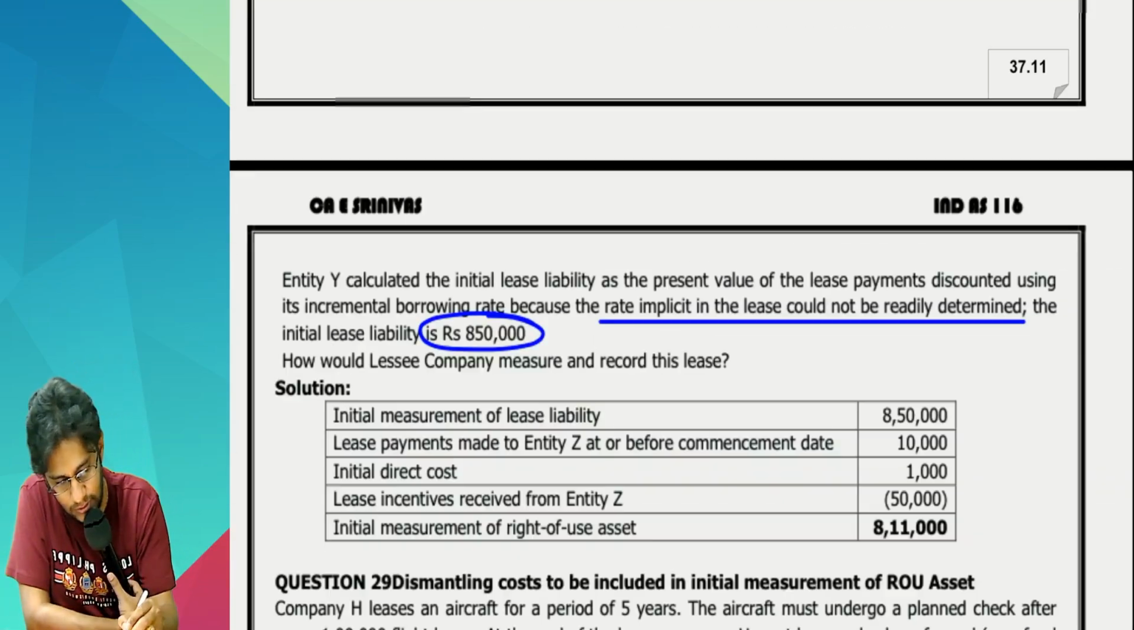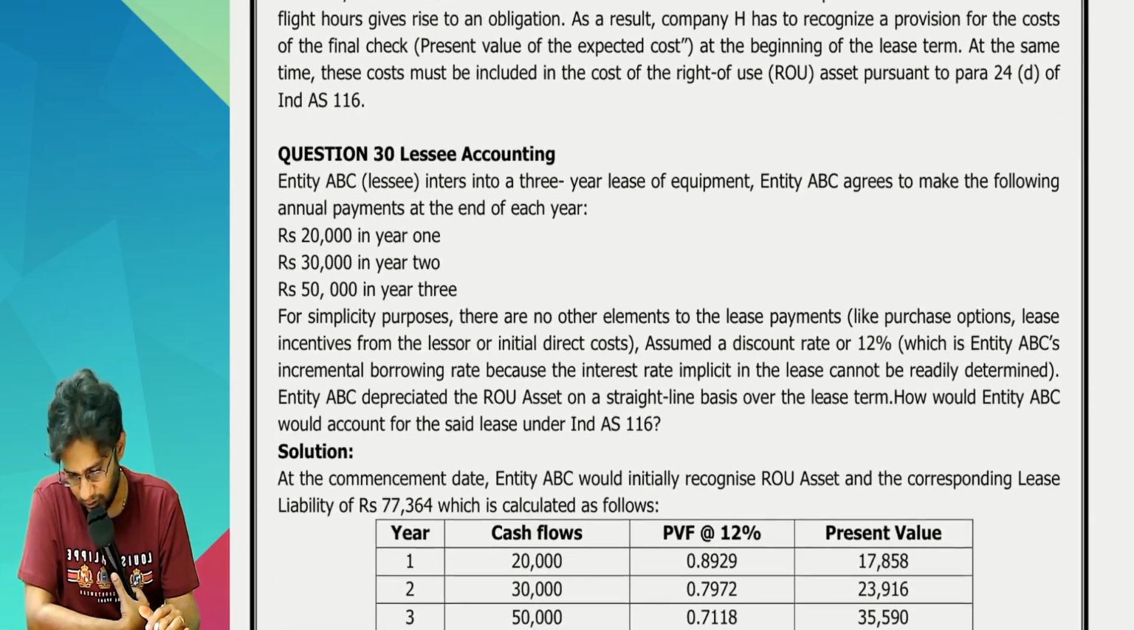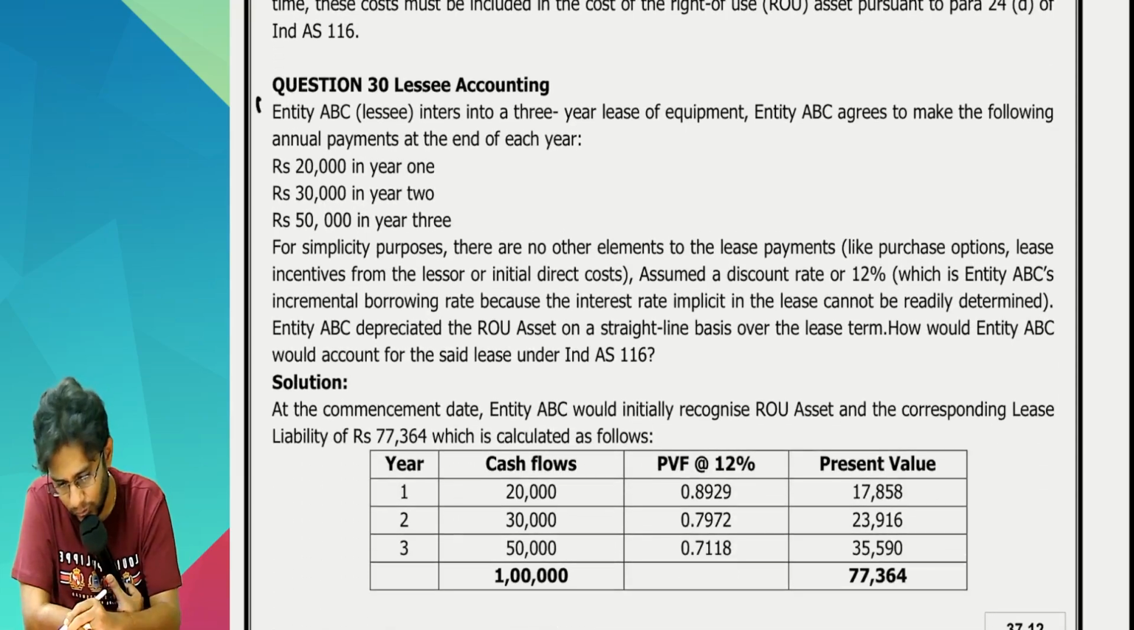Our table only I wrote in your material. Anyway, next question please, sir. All this we have done already. Means we have discussed already. No, it's a dismantling cost it is asking. You can go through it. Come to this one, 30.